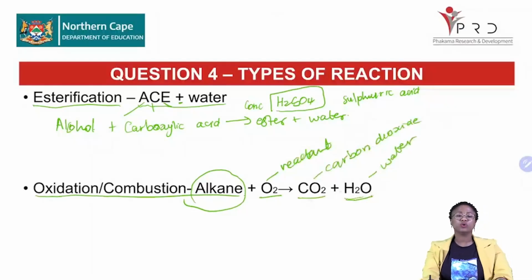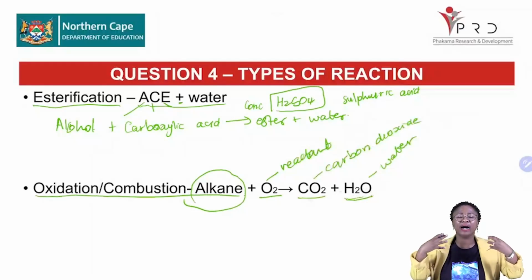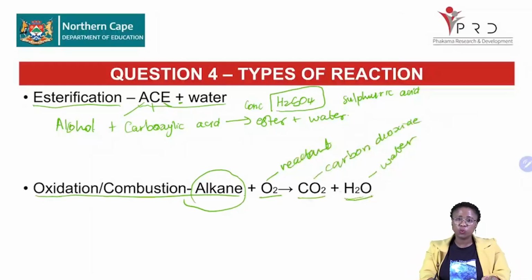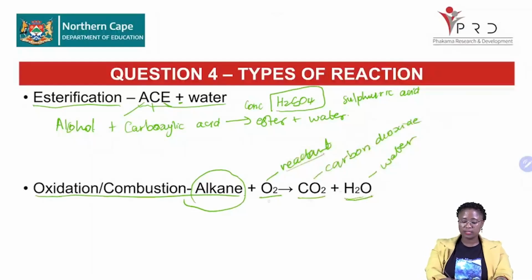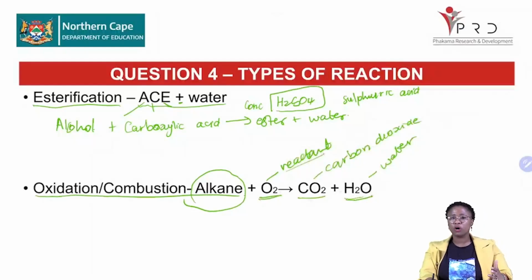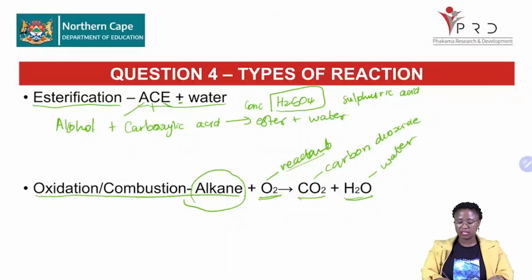Your water. So it's very important to know that if the examiner says to you, write down a balanced chemical equation for the combustion reaction for this specific alkane, the first thing you need to remember is: what do you react the alkane with? You always react it with oxygen, because when we are combusting, we are burning. Anything that you burn is going to react with oxygen in the atmosphere, and your products will always be carbon dioxide as well as water.